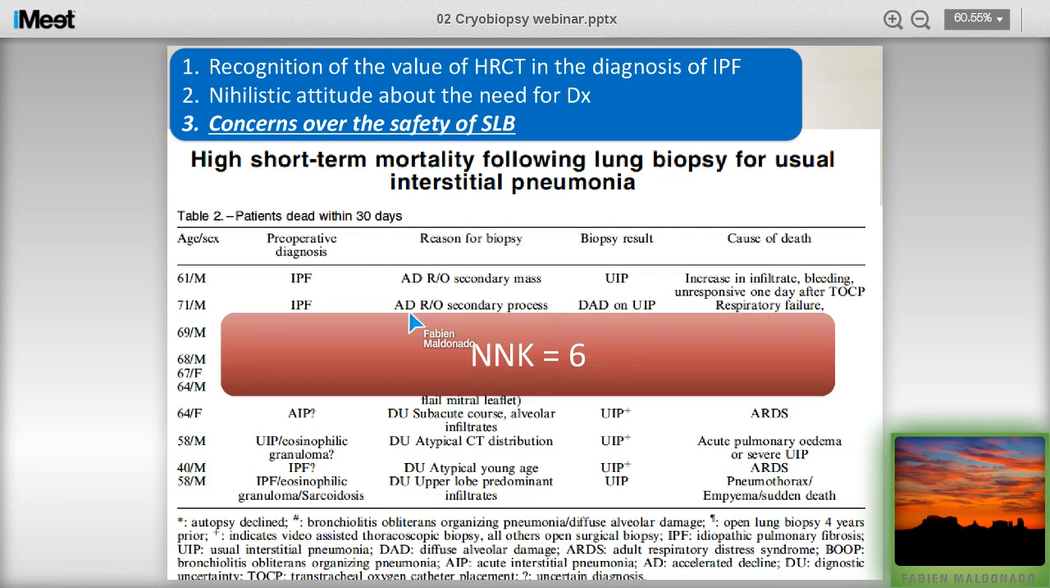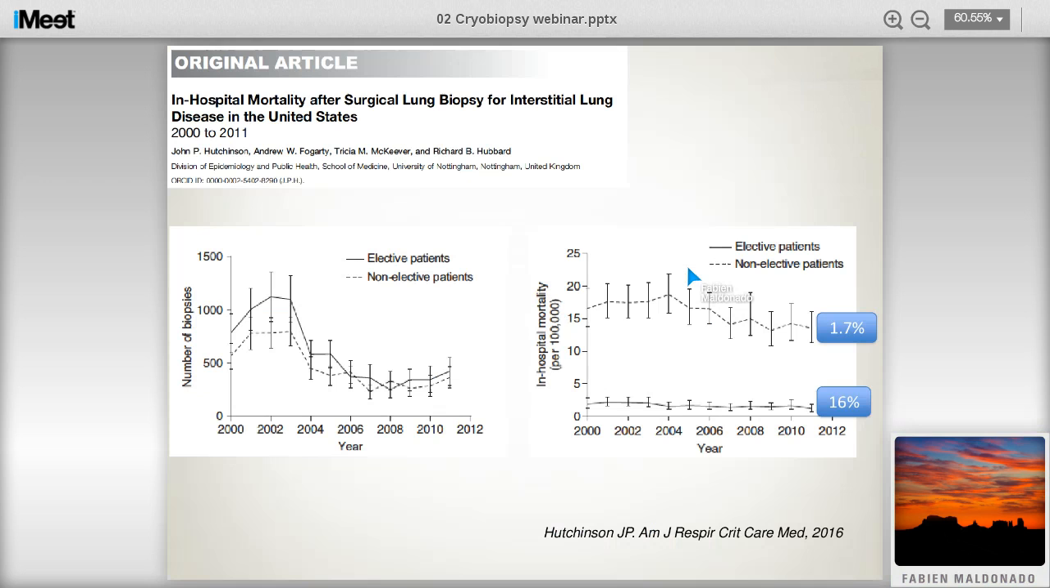So let's stay here. I don't know if you heard me when I said this, but this was a very important paper that really drove the practice of surgical lung biopsies for IPF, essentially demonstrating a very high short-term mortality in patients ultimately diagnosed with UIP after surgical lung biopsy within 30 days. This was a 16% mortality within 30 days. Next slide, please.